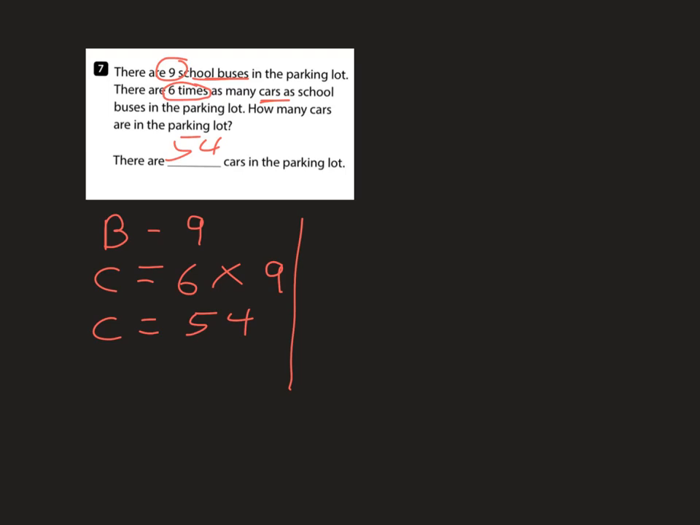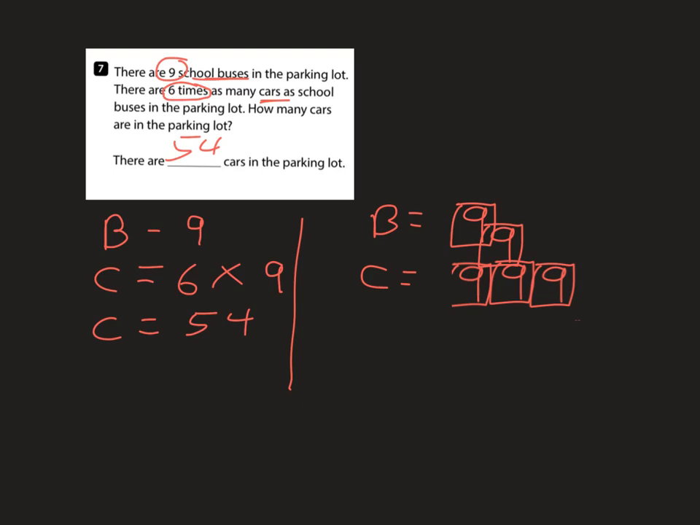Alright, let's show you the bar model. So I know that buses equals 9. Alright, and then I know that my cars, there are 6 times as many. Here's 1, 2, 3, 4, 5, and 6 times as many. So there's 6 times as many.